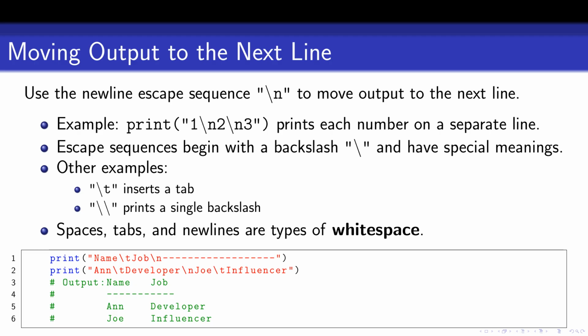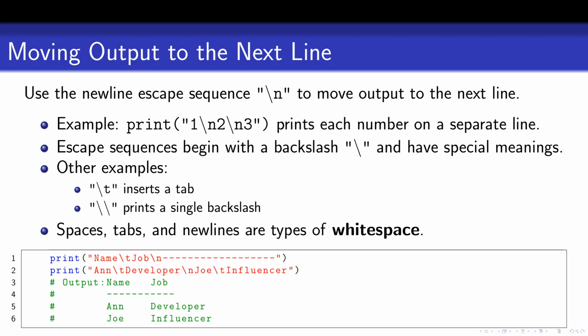Just as you can keep output on the same line, you can also control when to break lines manually. That's where escape sequences come in, and one of the most common ones is \n, which represents a new line. So when you write print 1\n, 2\n, 3, Python outputs each number on its own line. Escape sequences always begin with a \, and they tell Python to insert something special.